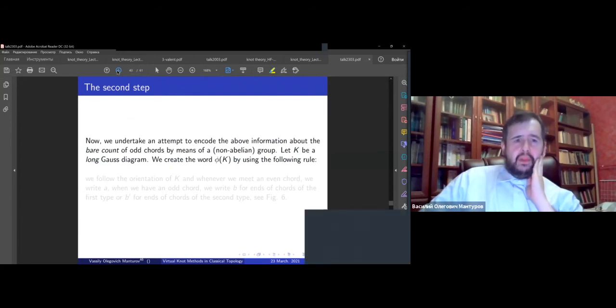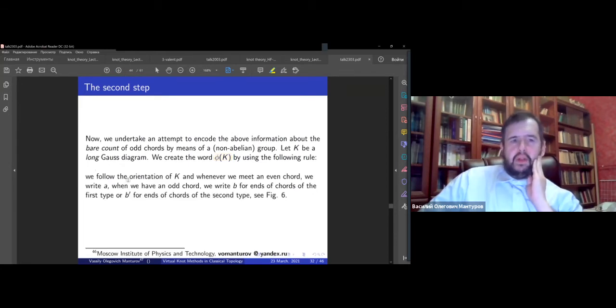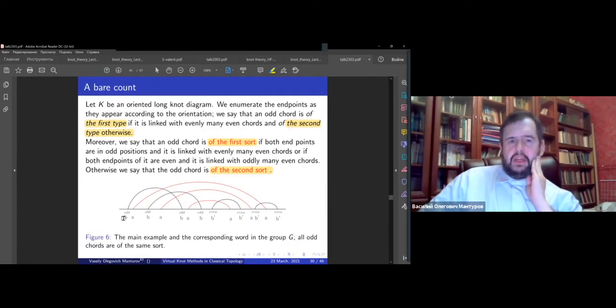Okay, so this is the bare count, the first thing. And now I want to construct a group. I want to write down a word and associate it to a long Gauss diagram, to a long free knot. I follow the orientation, and even chords give me A, and odd chords give me B or B prime, depending on the type. So for example, here I have the word BA, BA, BA, B, B prime, and so on. So here is the word.